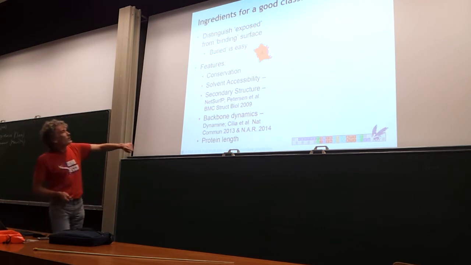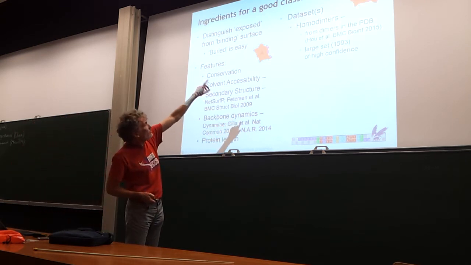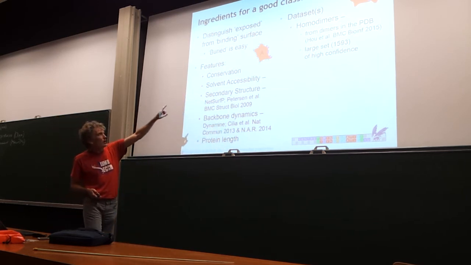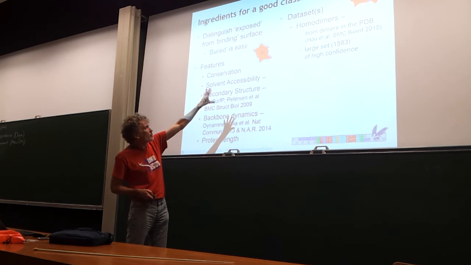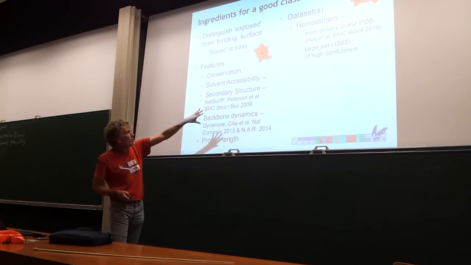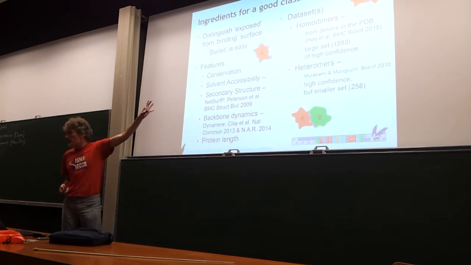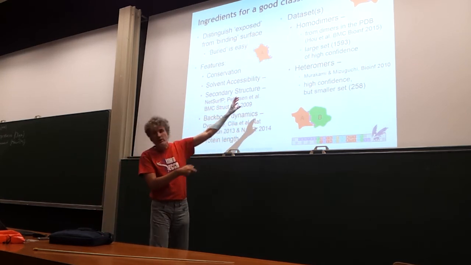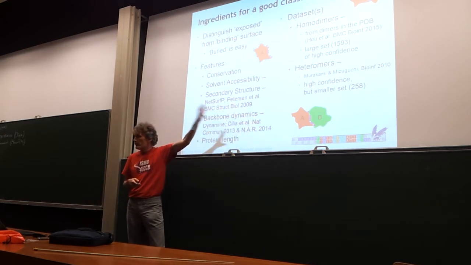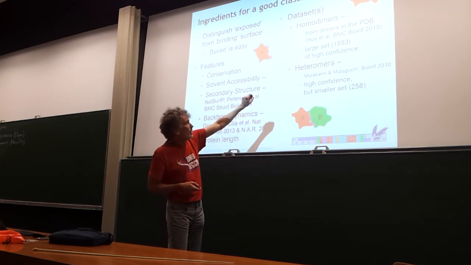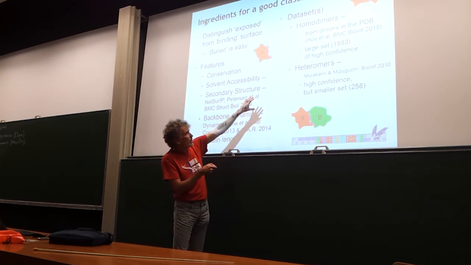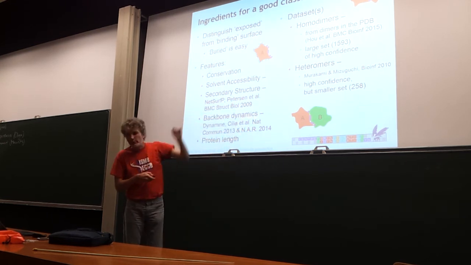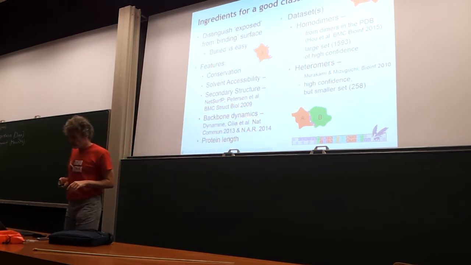Okay, now, then you need test sets and training sets. So we have 2 sets. One was our home-built homodimer set that we used in the previous paper. It's quite large, high confidence, but because we wanted to go to heteromeric interactions as well, we actually took a training and test set of another method, from 2010. Also high confidence, but a very small set.